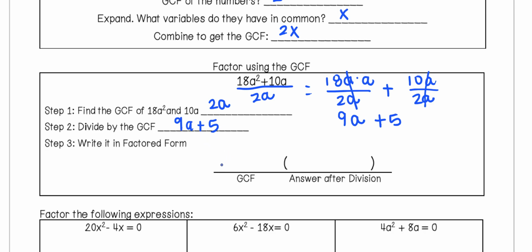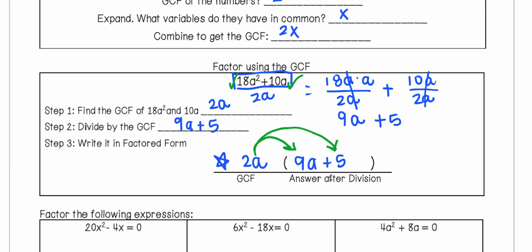To write this out in factored form, we put the GCF out front of our set of parentheses, and inside we put what was left after we divided. This is equivalent to what we started with, and this is considered its factored form. To check to make sure you got it right, we can use the distributive property and make sure that we can get back to what we originally started with. If you took 2a times 9a, you would get 18a squared, which is our first term, plus 2a times 5, which is 10a. That gets us our second term, and altogether we have the original expression that we started with.